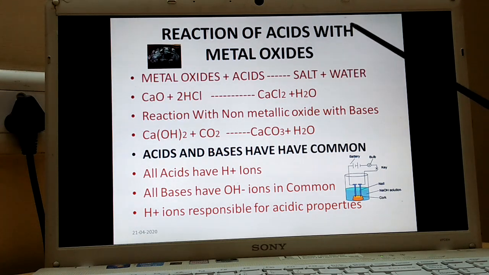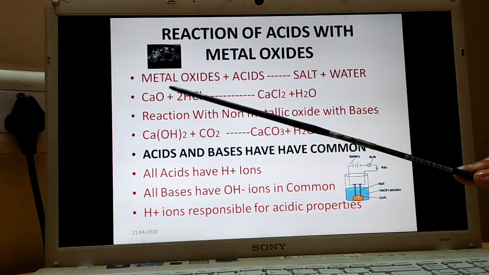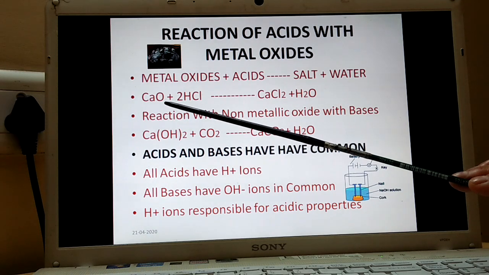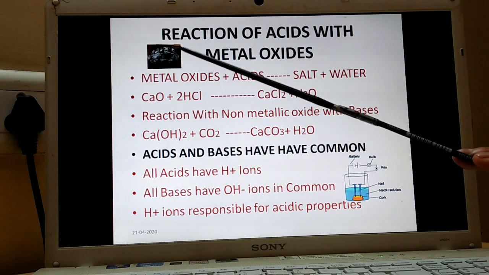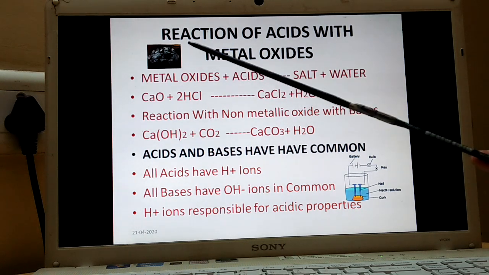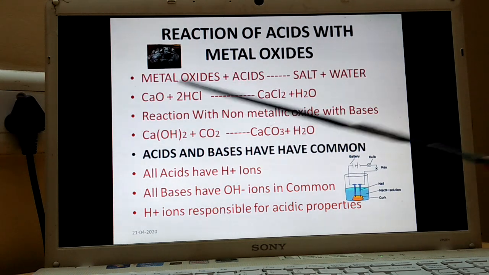Next are the reactions of acids with metal oxides. Now, what are metal oxides? You are already aware that metals are like calcium, magnesium, sodium, potassium. All these are metals. We can take any metal oxide. For example, here I have taken the metal oxide calcium oxide. It is obtained from nature in the form of a whitish gray material that is known as calcium oxide.